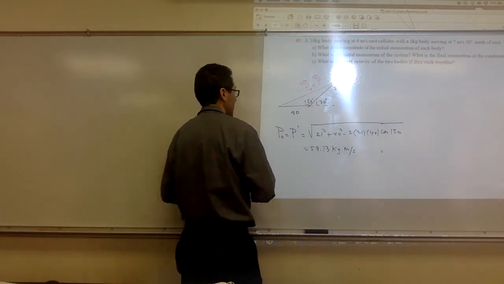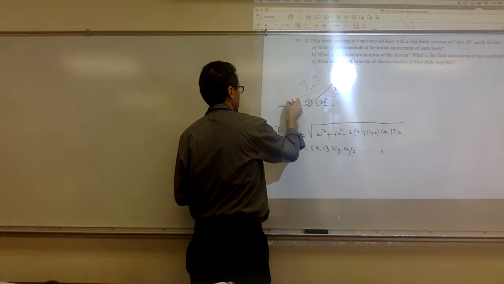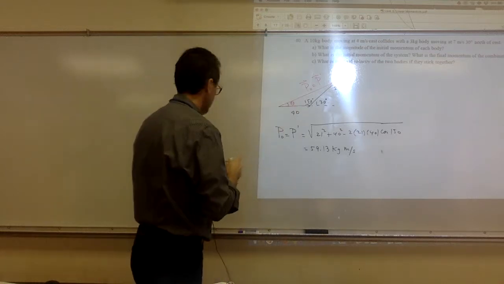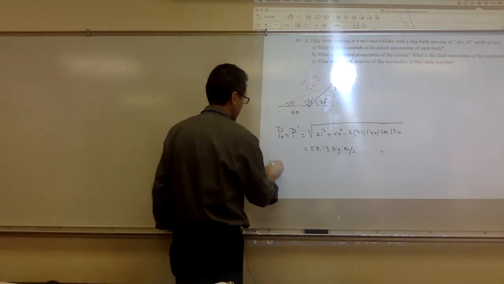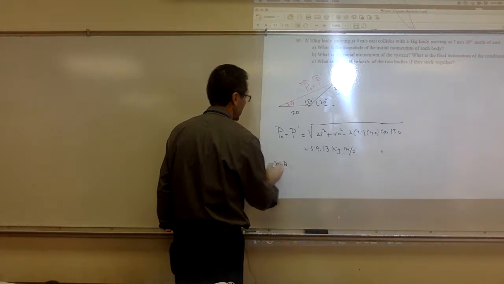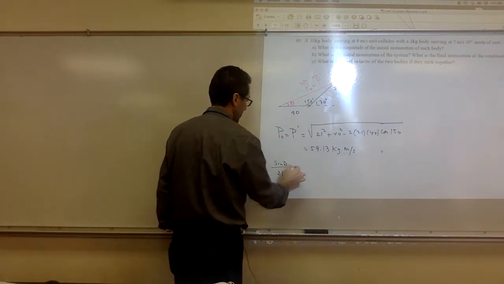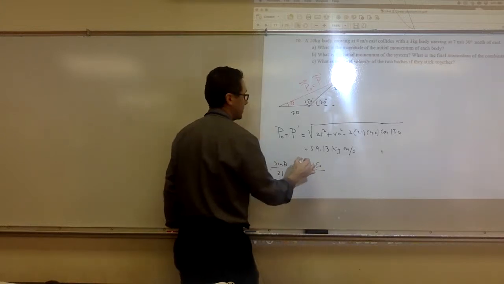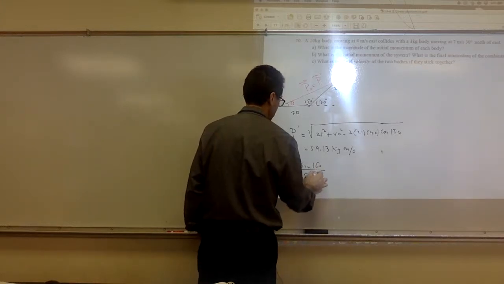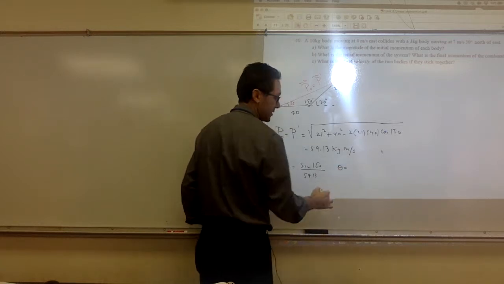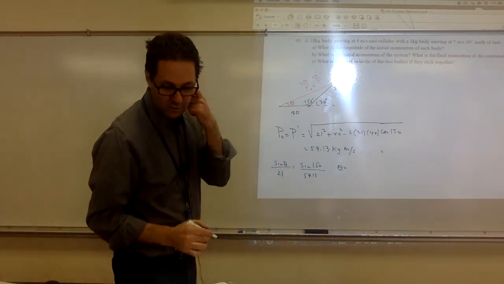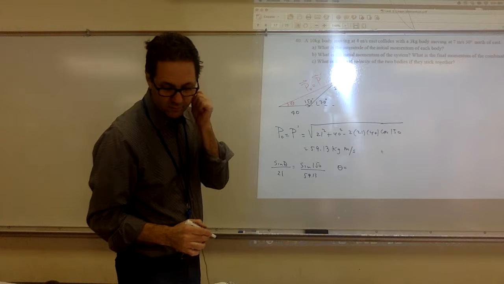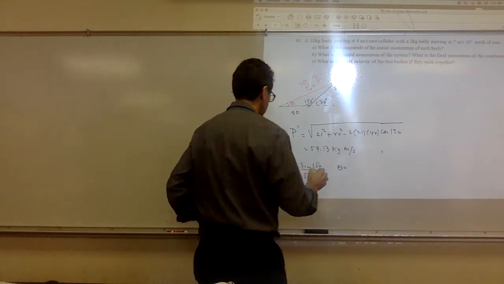Now we have to figure out this angle here. Now here we do law of sines. So sine theta over 21 is sine of 150 over 59.13. And that should give us an angle of 10.23.